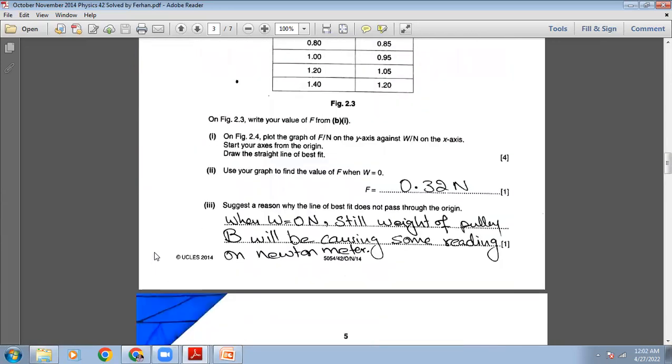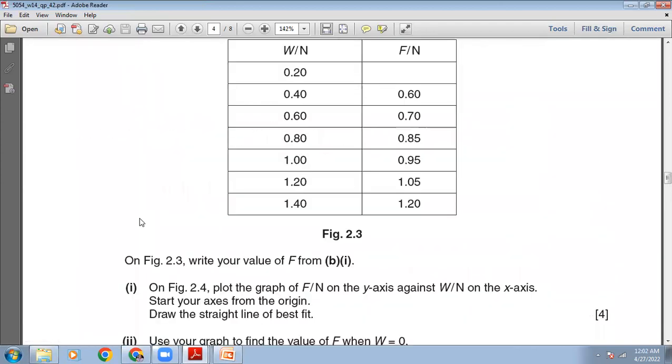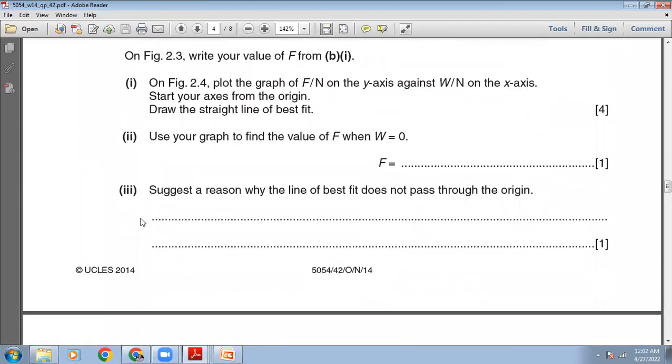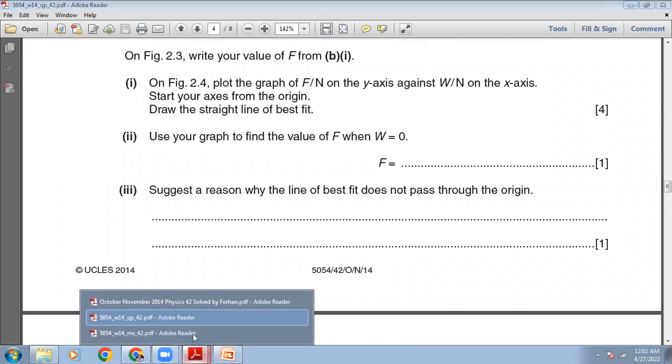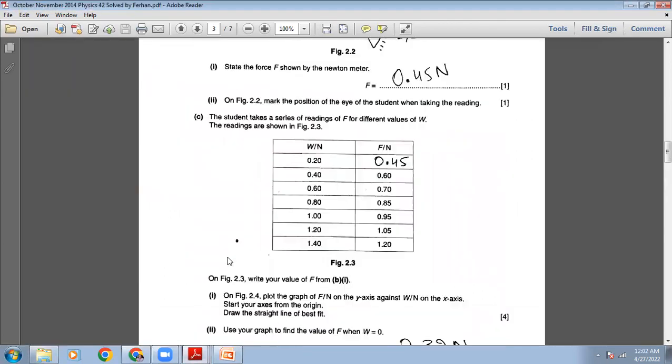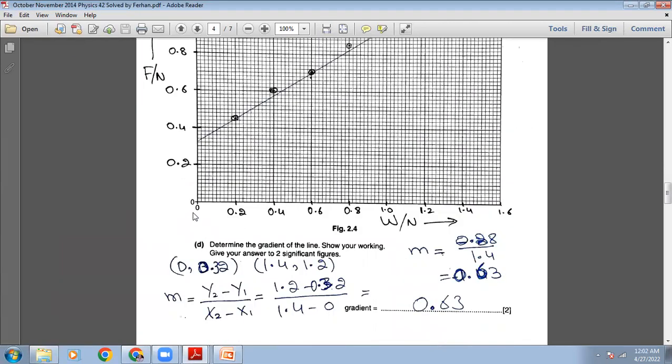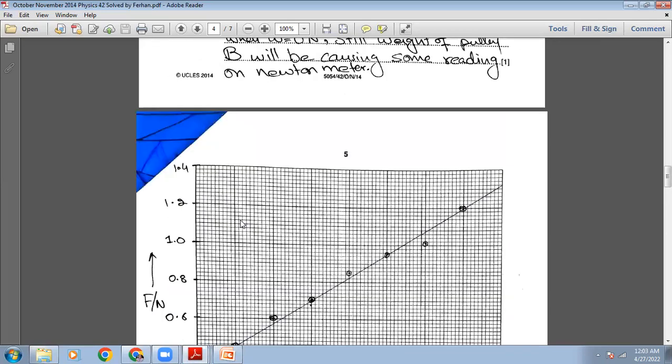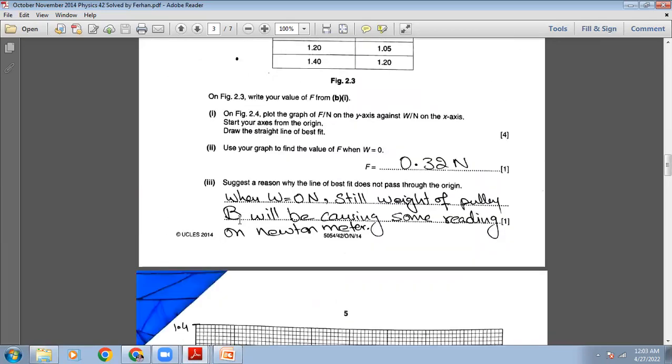Then their questions are, use your graph to find the value of F when W is 0. So when W is 0, it is 0.32, I think. Let me show you. 0.32 Newton is the answer.